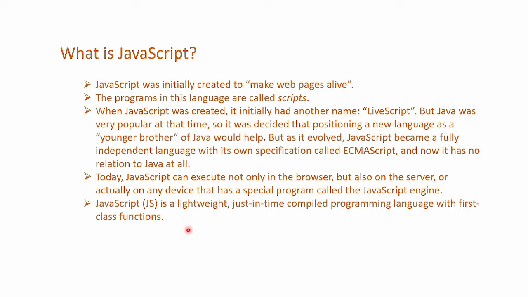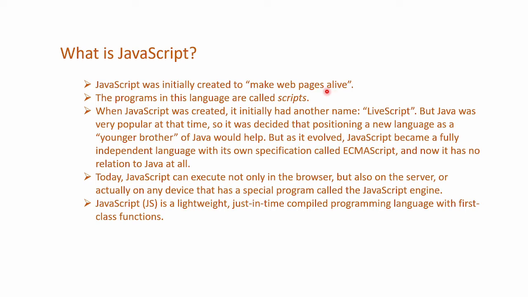When JavaScript was initially created, it was created to make web pages alive. What I mean by that? That means before JavaScript, web pages were dead, right? So to enable the interaction between the user and the web pages, JavaScript was created. And that's why we can make this statement that JavaScript was initially created to make web pages alive, because it enables interaction between the user and the web pages.